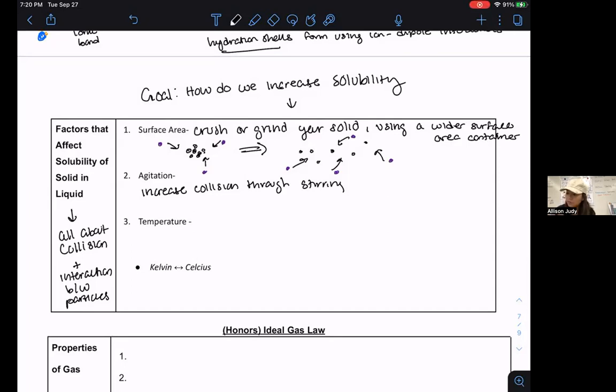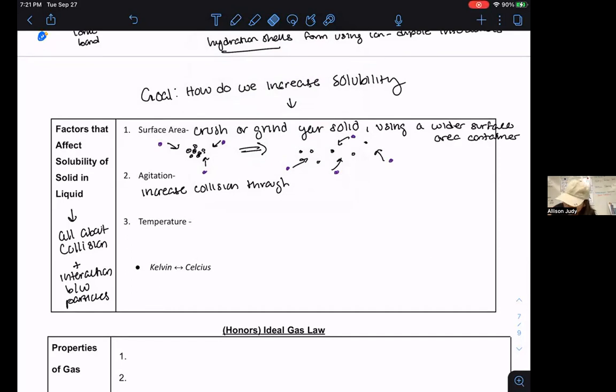Coffee and sugar together. And you're like, oh, this is taking too long. I'm going to stir it. Well, why do you think that works? Why do you think that speeds up the solubility process? Why do you think that speeds up the rate at which your two particles mix? It's because by stirring, you've actually increased the collision and the interaction between particles.